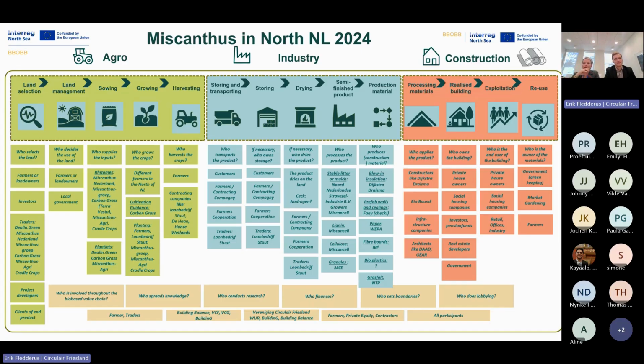Building is a company in Groningen, and it tests and validates new materials, also Miscanthus. Exactly. So they don't make it market ready, but they're involved in the steps before that, in the testing and validation. You just talked about these demanders of the chain.